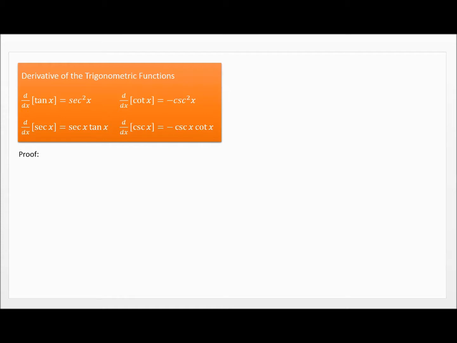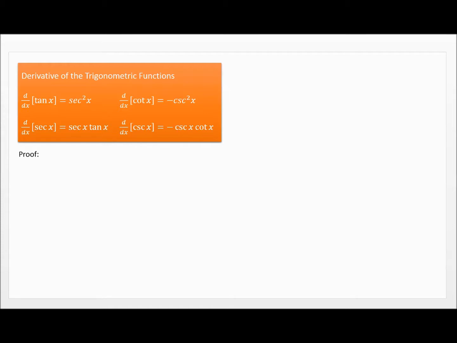And we had to use the cosine of alpha plus beta trigonometric identity to do that. These proofs are actually easier, and I'm trying to decide as I'm doing this video how many of these we want to prove. I guess we could do all of them, but these are worth memorizing.